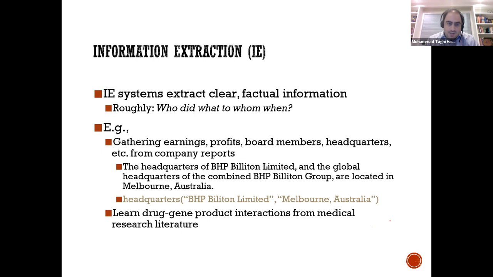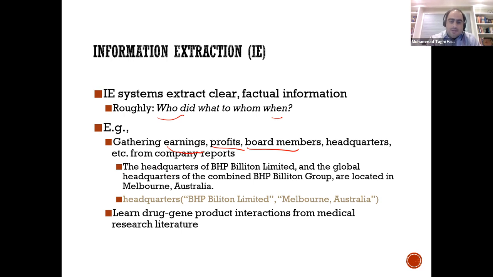Generally, about information extraction, as I mentioned, they try to create some kind of relations in terms of a database, like a table. Generally, they need to say who did it, what was done, or when it was done, or to whom it was done. And here are some examples: for example, gathering earnings, profit, board members, and headquarters by reading some information about a company.